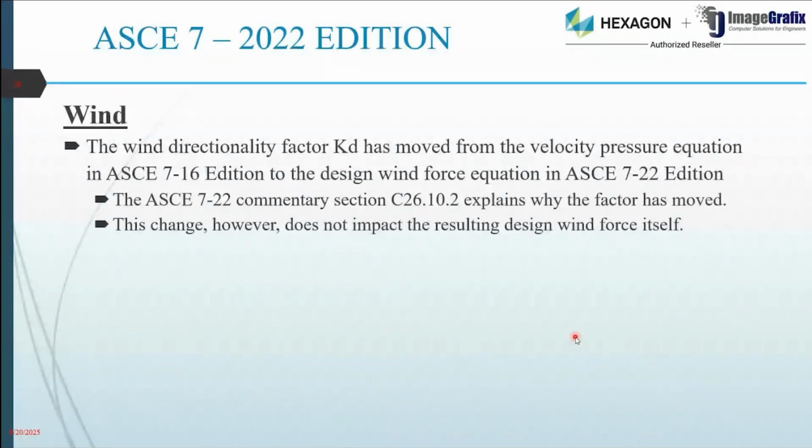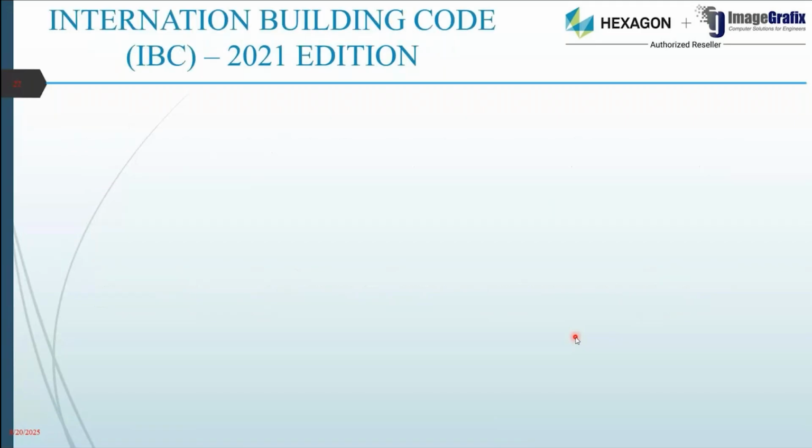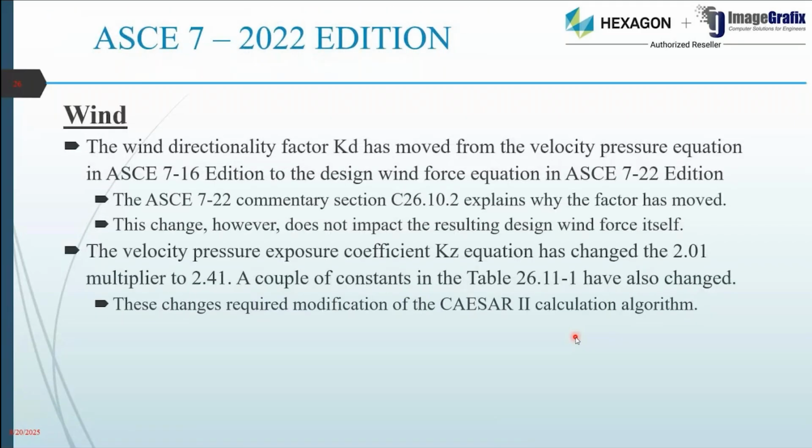The wind directional factor Kd has been moved from the velocity pressure equation in the ASCE 7-16 edition to the design wind force equation in the ASCE 7-2022 edition. So these are some of the updates with respect to your ASCE 7. The change, however, does not impact the resulting design wind force itself.